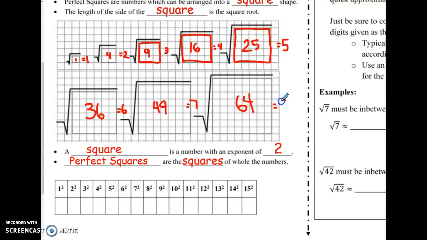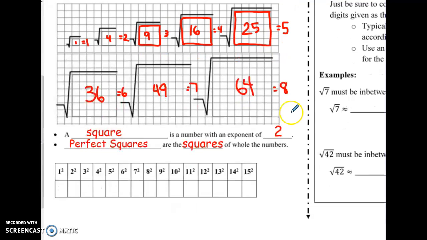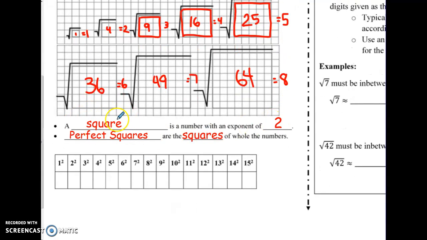Square root of 64 is 8, because again, 8 times 8. So remember, anytime you talk about a square, you're talking about a number that has an exponent of a 2. So down in this table, what I did is I had you go through all the numbers and square them so you can see 1 squared. The answers you get are called perfect squares.